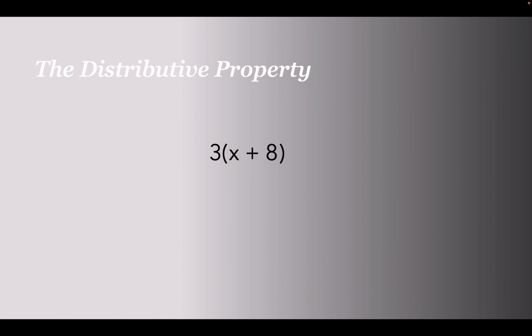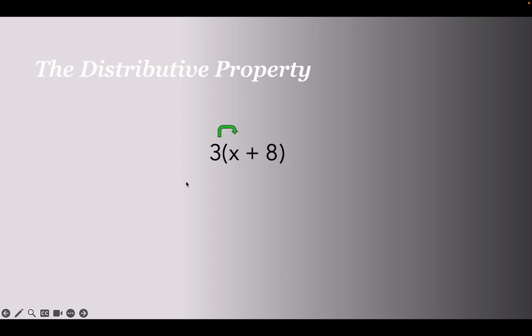All right, write down on your paper 3(x + 8). If I'm going to multiply this 3 into these terms, I need to make sure to take it one at a time. The distributive property says that I can multiply the 3 into both of these things and it will work out. So let's go ahead and take it one step at a time.